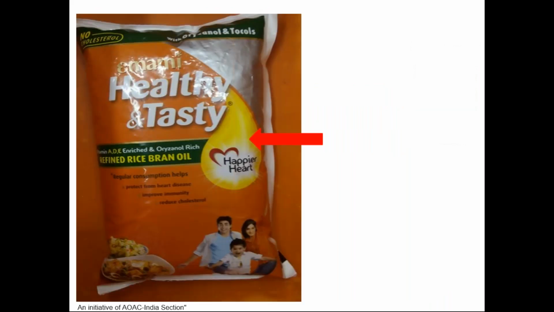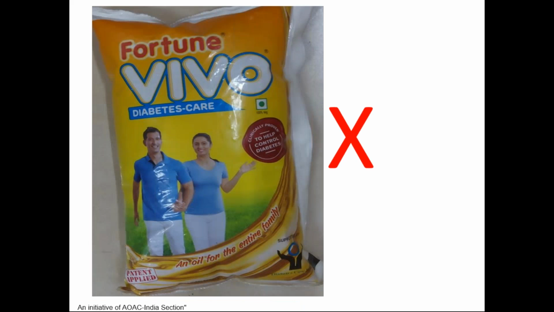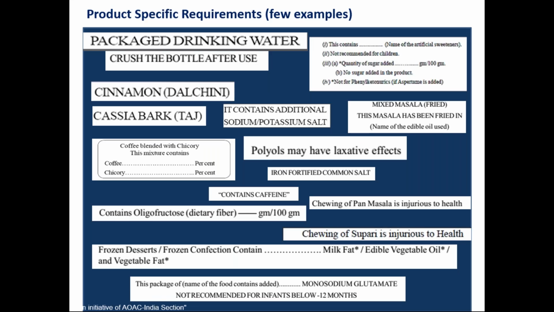So we cannot use symbols such as the happy heart, indicating that it is heart friendly. You cannot use terms such as diabetes care, helps control diabetes. These are not permitted. And then you must read, as food analysts, the specific requirements for individual ingredients, such as for packaged drinking water, you must have this: flush the bottle after use.